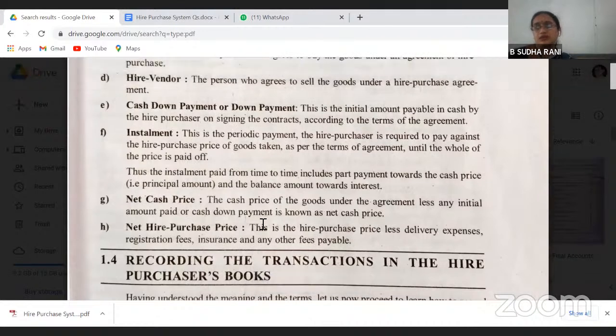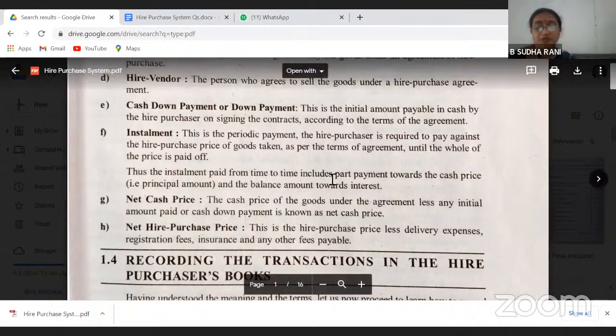Say the cash price of the product is 80,000. Initial amount paid is 20,000. So what is the net cash price? 60,000. Okay, the hire purchase price is 1 lakh.